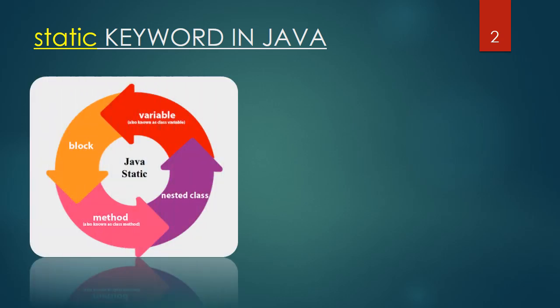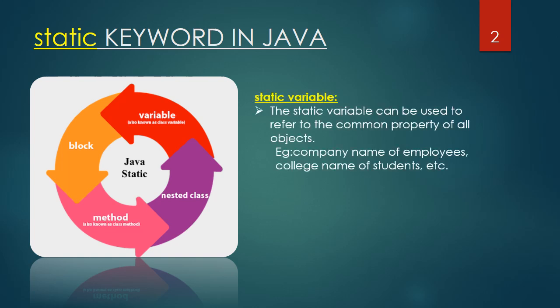The static keyword is used at various levels: with variables, with methods, with classes, and with blocks. At these four levels the static keyword is used. So first we discuss the static variable with an example.